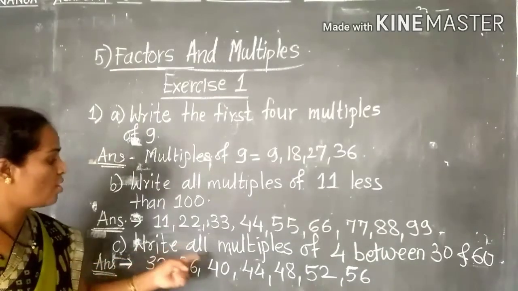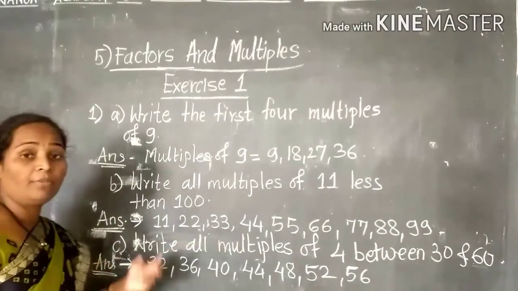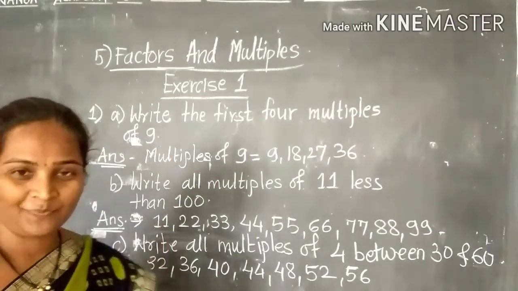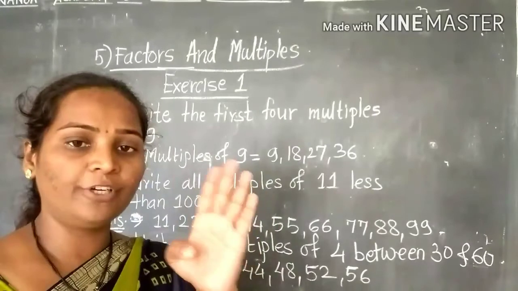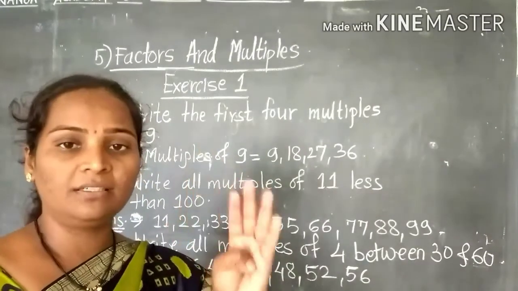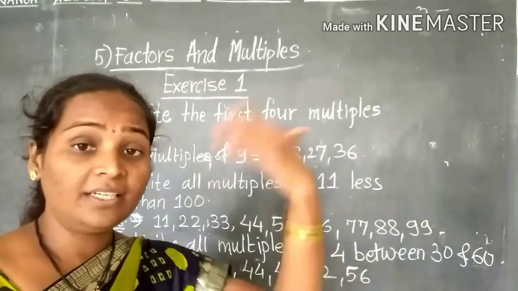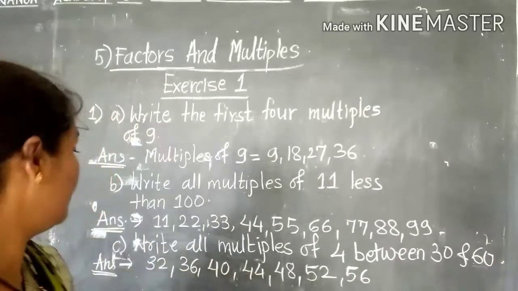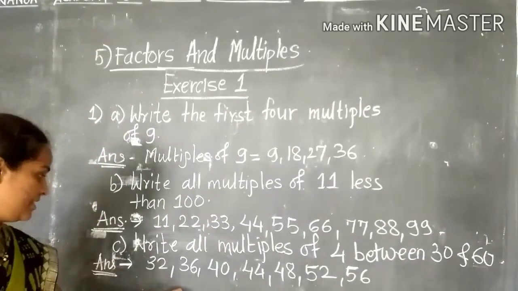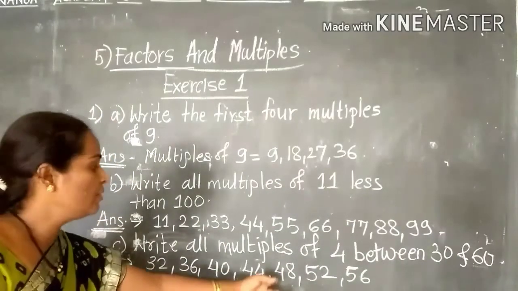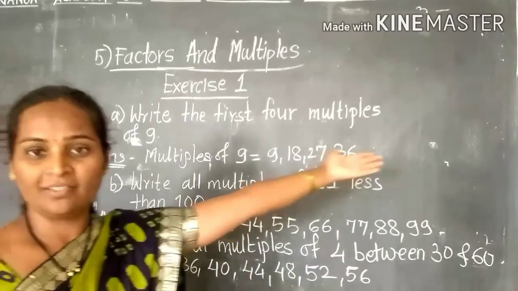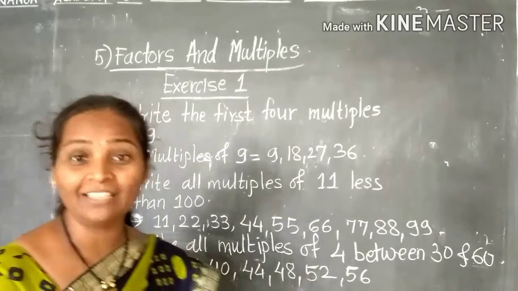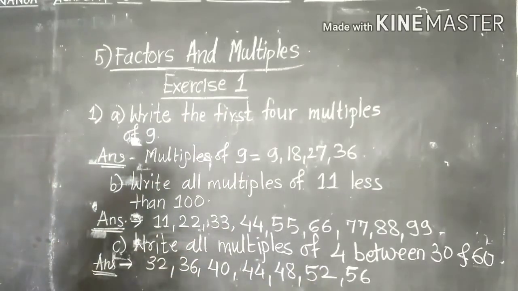C. Write all multiples of 4 between 30 and 60. Between 30 and 60, so you have to count the 4 table. From 30 onward, which number is there? That is 32, 36, 40, 44, 48, 52, 56. Stop. Up to 60 only we have to write. So these are all the answers. Now we will see the next, D.